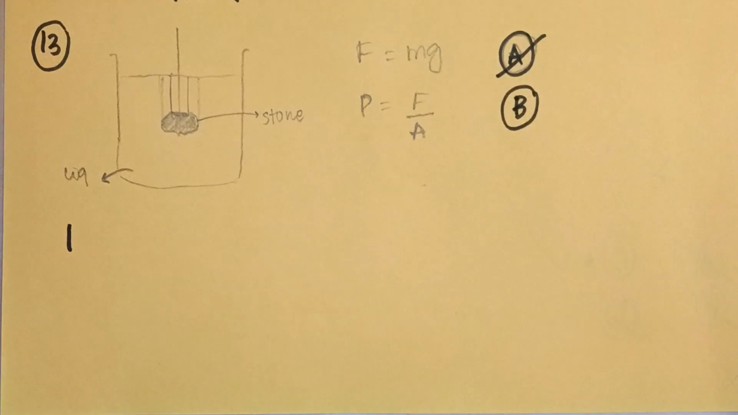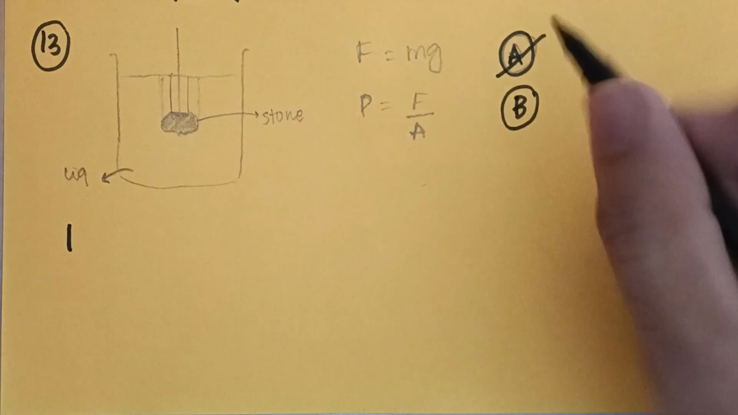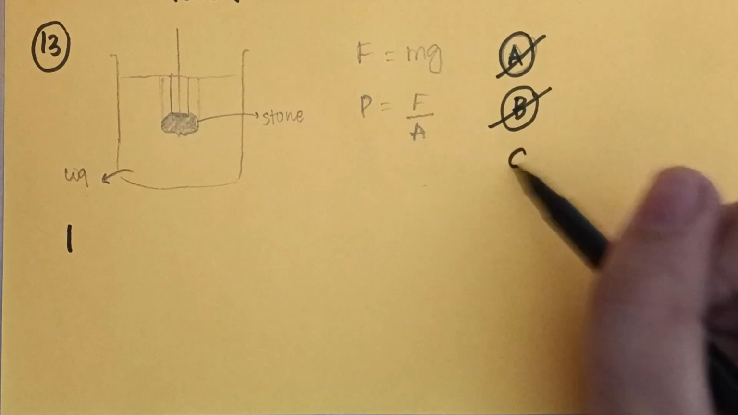Option B says increasing the mass of the stone. Well, for pressure, we actually care about the mass of the liquid above the stone and not the actual mass of the stone. We don't care about the mass of the stone, so this is wrong.